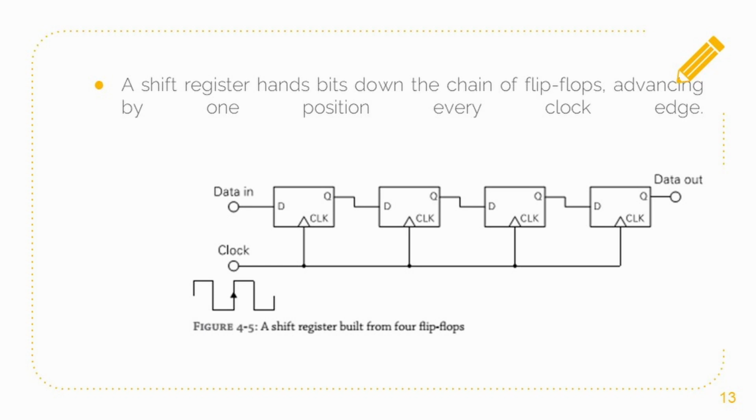The number of flip-flops in the shift register determines the size of the shift register and the maximum number of bits it can store. Additionally, the direction of shifting, left or right, and other features such as parallel load, serial output, and feedback can be incorporated to enhance it.